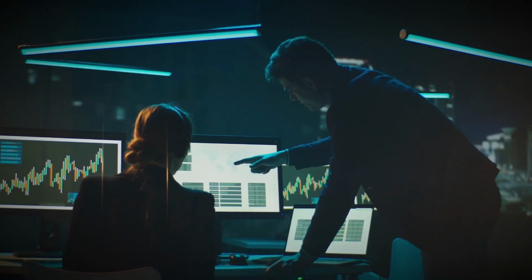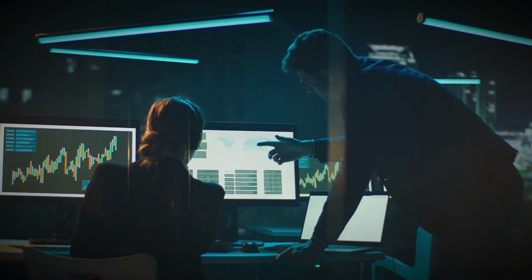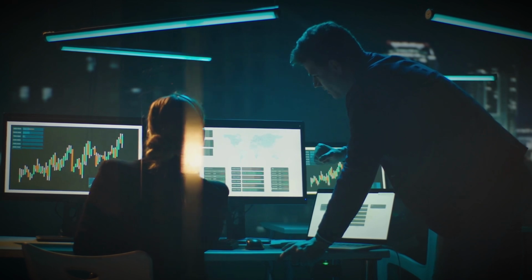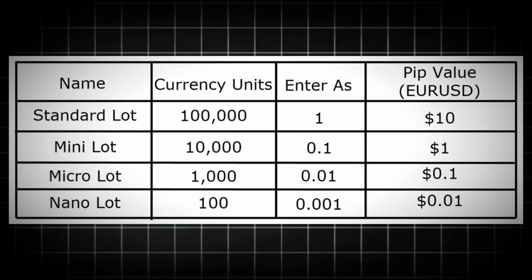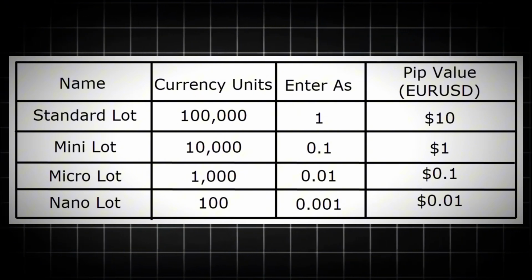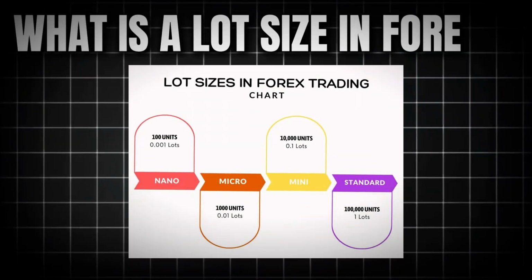In Forex, a lot size refers to how big or small your trade actually is. It determines how much you win or lose for every pip the market moves. In this beginner's guide, we'll explain micro, mini, and standard lot sizes and help you choose the right one for your journey. What is a lot size in Forex?